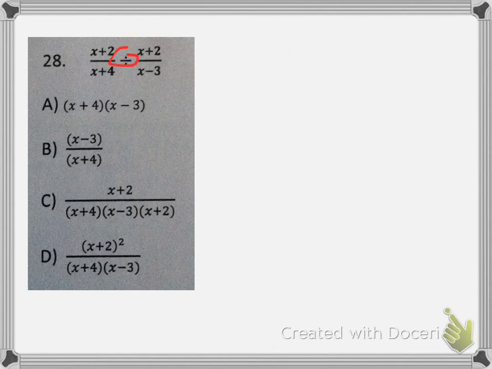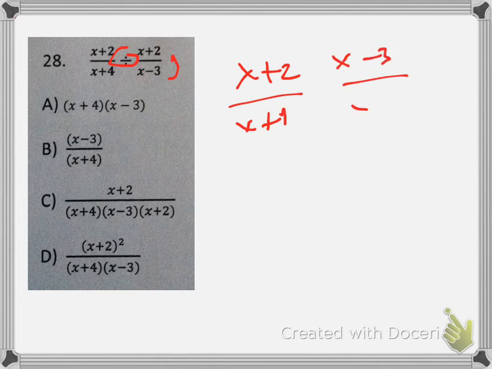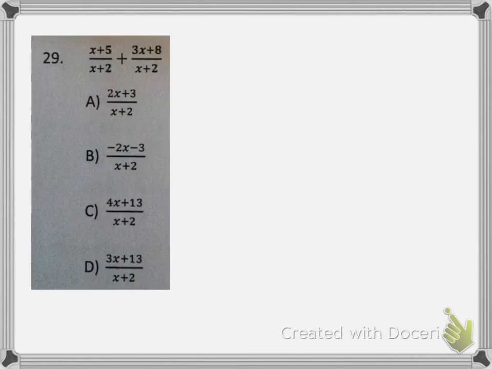Alright, this one's extremely easy. Because of that division sign, you need to flip this fraction. Okay, so you'd still have x plus 2 over x plus 4. It's just the second fraction is now x minus 3 on top, and the x plus 2 goes to the bottom. And then they would cross out. So that's why B is your answer.